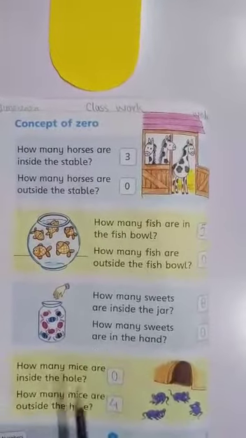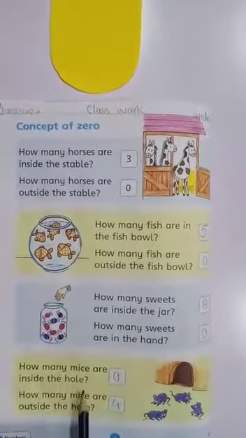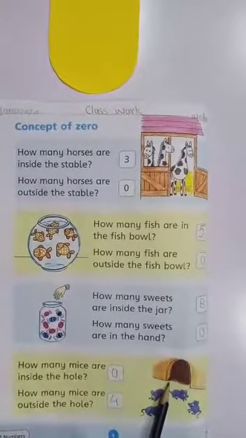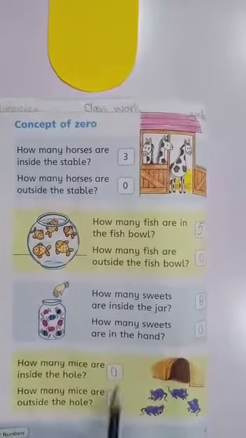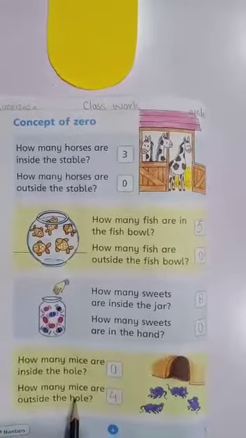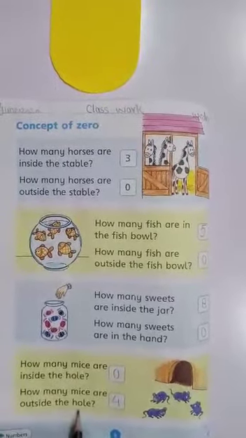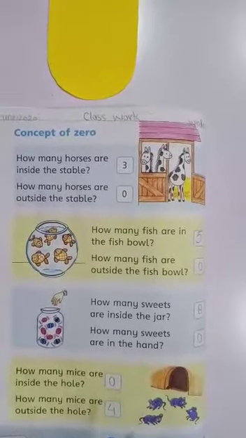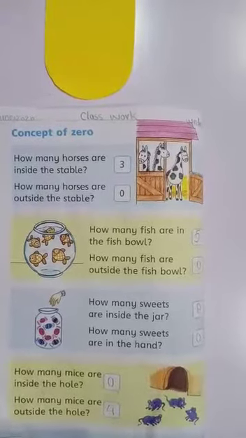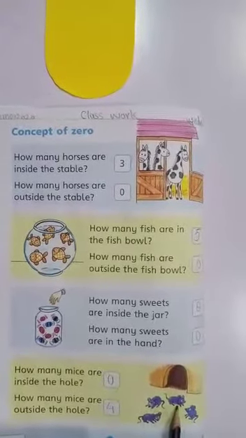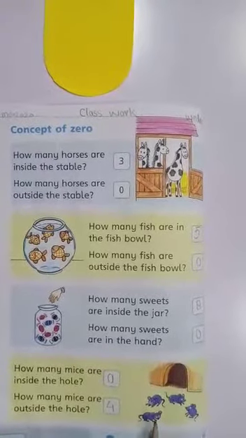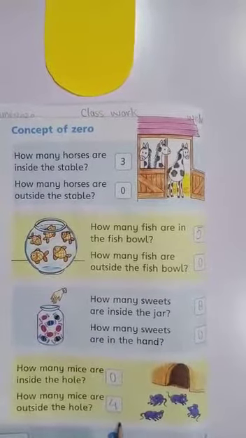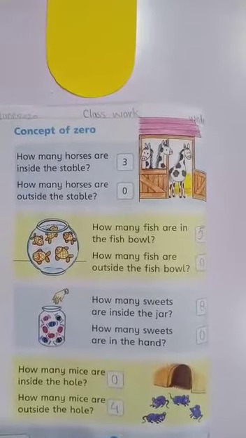How many mice are inside the hole? 0. We will write 0. How many mice are outside the hole? Count with me. 1, 2, 3, 4. So we will write number 4.